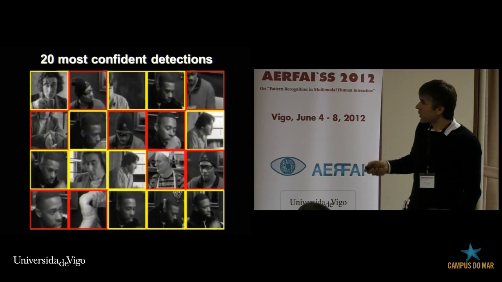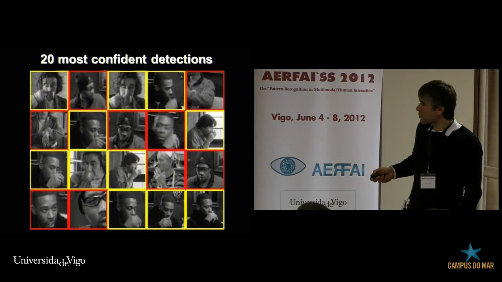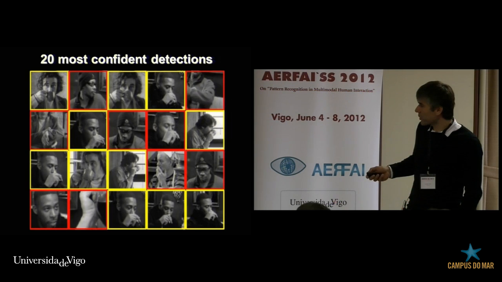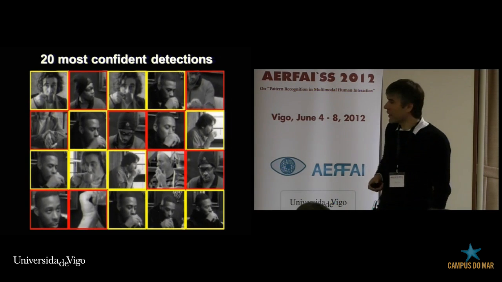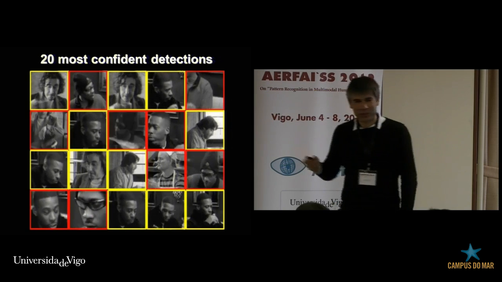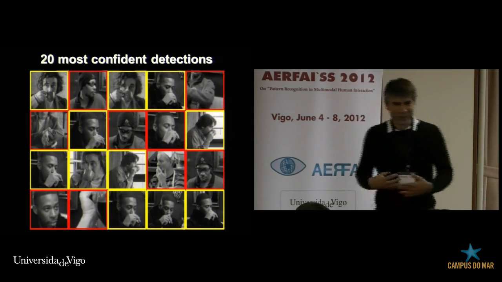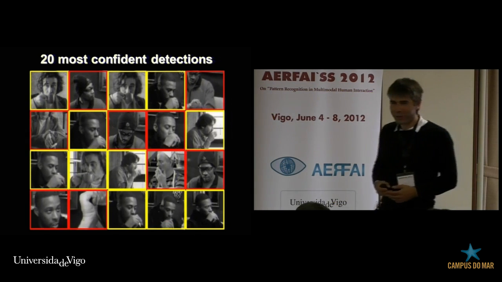Like these two guys, they're checking the watch. And there are some smokings. I think this guy is smoking, which is a very confusing motion. And this guy is drinking, and he's red because he was missed in the annotation, but our method found it. So at least in one example, the method was better than the person.